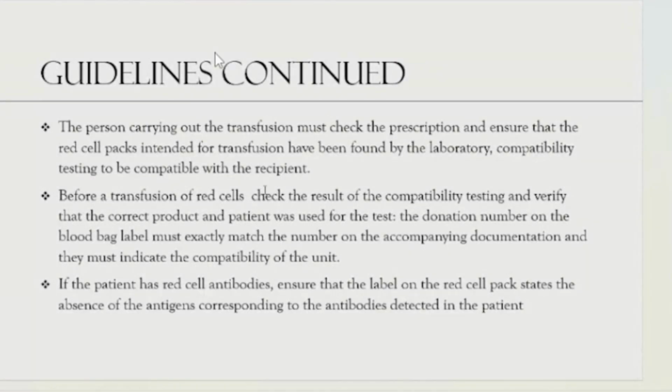Then, before a transfusion of red cells, you need to check the results of compatibility testing and verify that the correct product and patient were used for the test. The donation number on the blood bag label must exactly match the number on the accompanying documents. They must indicate the compatibility of the unit. And if the patient has red cell antibodies, ensure that the label on the red cell pack states the absence of the antigen corresponding to the antibodies. Basically, this is the reason why we went so much into ABO blood groups.